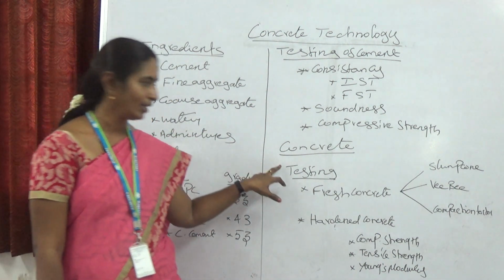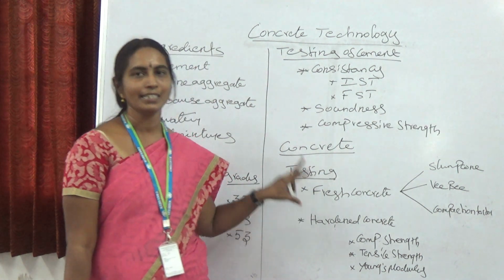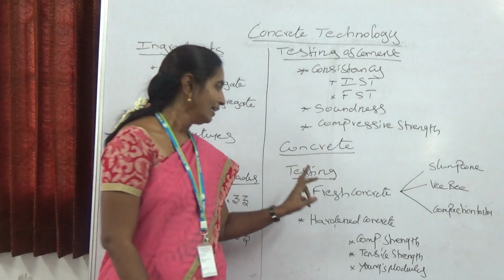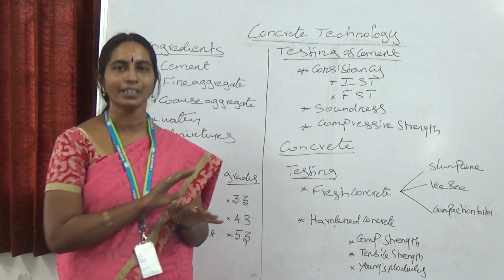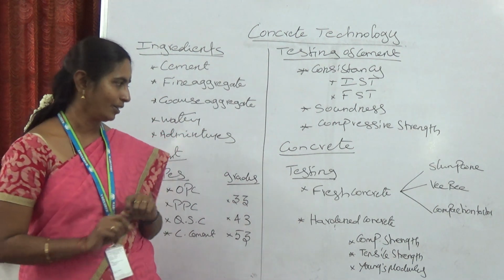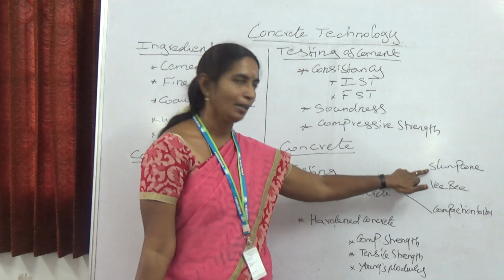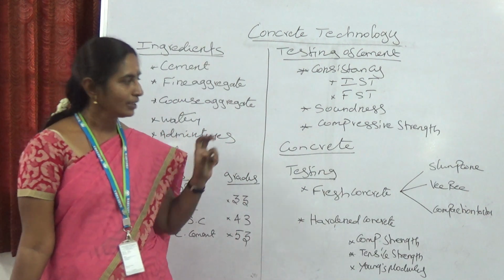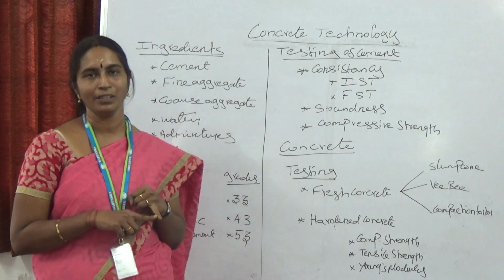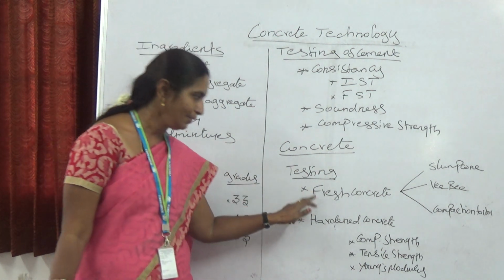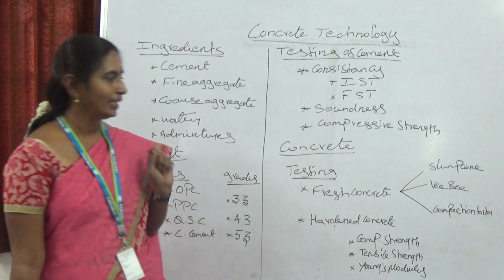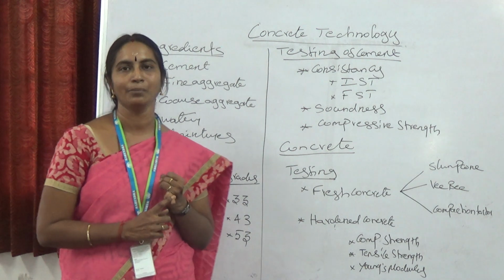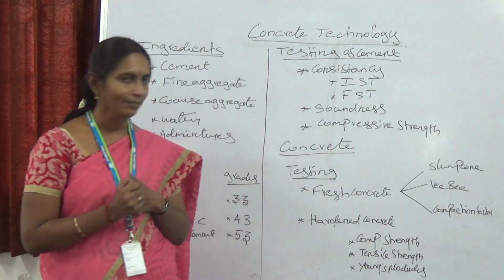Now we are moving on to concrete testing. Concrete testing is divided into two categories: one is the fresh concrete state, another one is the hardened concrete state. In the fresh concrete state we determine the workability, that means the flowability of the concrete. The flowability can be measured by the slump cone apparatus, VB consistometer, compaction factor and flow table. These four tests are used to measure the flowability or workability of the concrete in the fresh state. They are used for various types of workability, for example low, medium, high and very high workability.